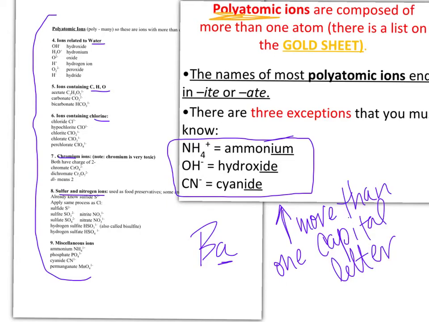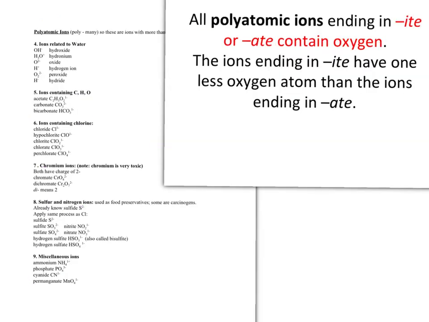And look, you can see this is a capital N and a capital C. So that makes sense then that it has more than one capital letter. It is a polyatomic ion. Now, if it ends in ite or ate, it is referring to oxygen.